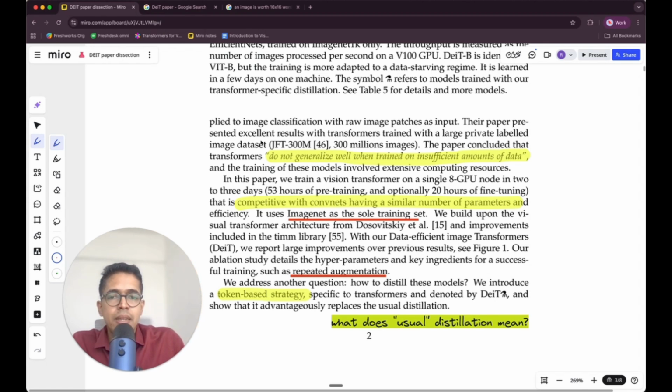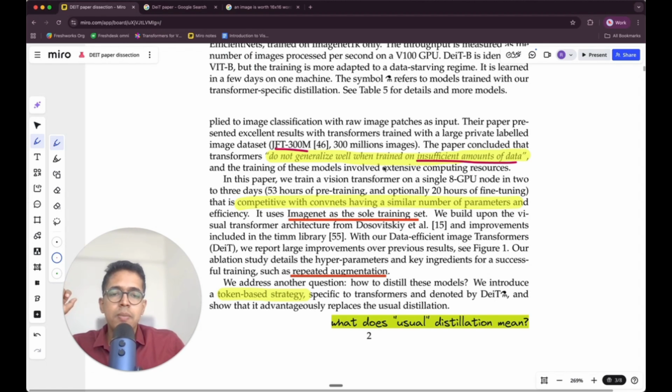Their paper presented excellent results with transformers trained with a large private labeled image dataset. So this is the JFT 300 million dataset that I mentioned. It's only available to Google. It's not publicly available. The paper concluded, this is the important line, that transformers do not generalize well when trained on an insufficient amount of data. This is directly quoted from the Vision Transformer paper. So basically ViT does not generalize well when trained on insufficient amounts of data.